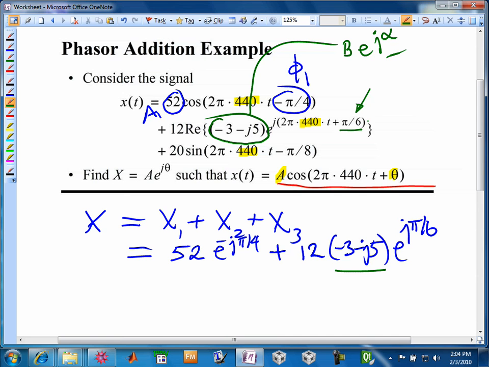This is kind of like what you have in the lab, though. There's something very similar to this in the lab. When you synthesize a signal, they have it set up kind of like this.